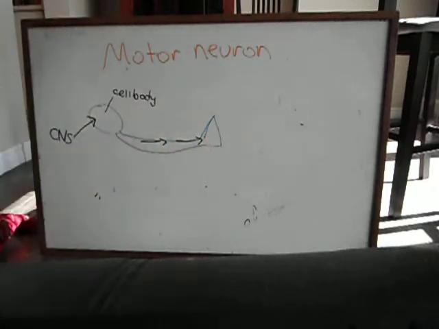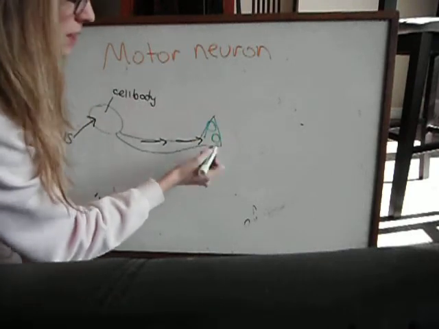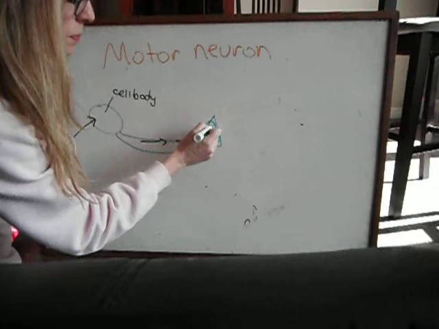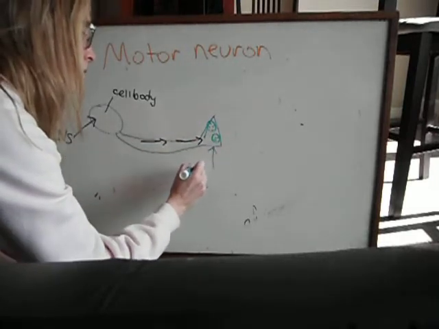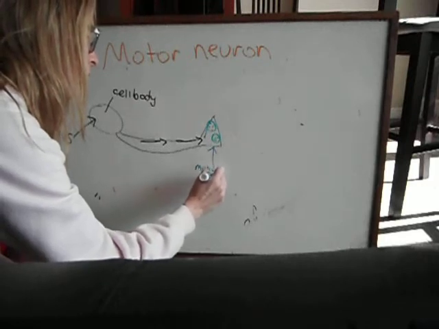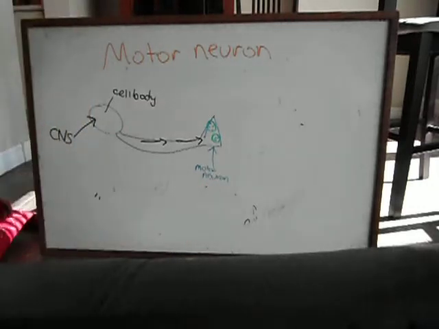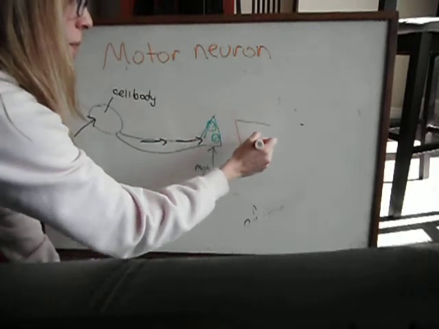When it reaches the axon terminal, which is the end of the axon, there's these things called vesicles. These vesicles are holding neurotransmitters. And neurotransmitters are just chemicals in our body that are used for communication. So here we have the end of the motor neuron. And on the other side, we're going to have the muscle fiber.